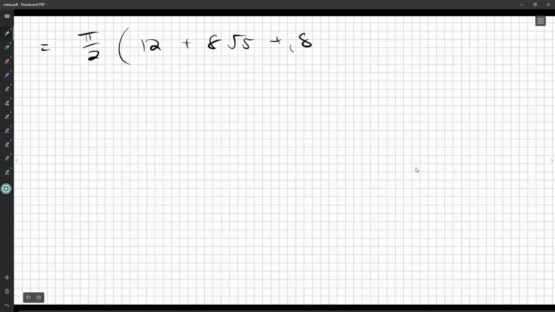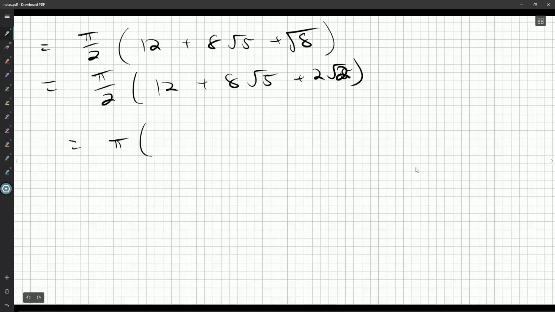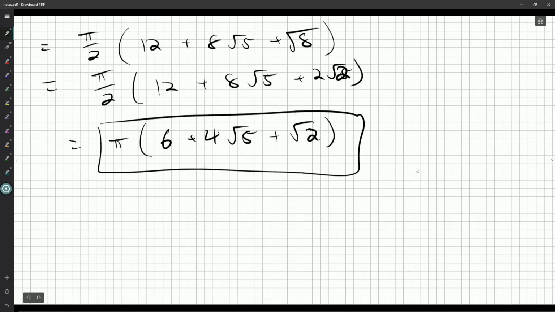And then 8 root 5. 12 plus 8 root 5 plus root 8, I guess. Or we could change that to 2 root 2, can't we? And then we could finally get rid of this 2 that we're dividing by. So it'll be pi times 6, 4 root 5 plus root 2. And that should be the distance traveled by E, and there's nothing simpler I can do with that. No fancy way to write that nicer, but there it is.